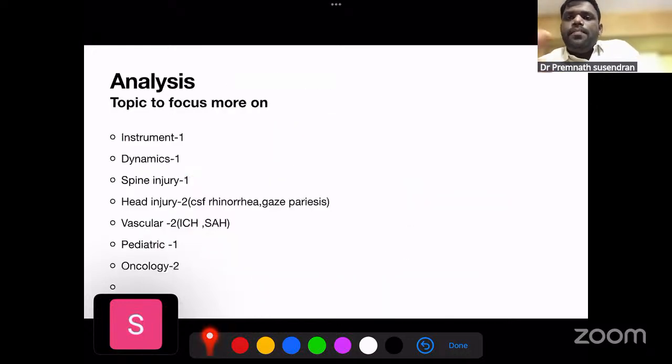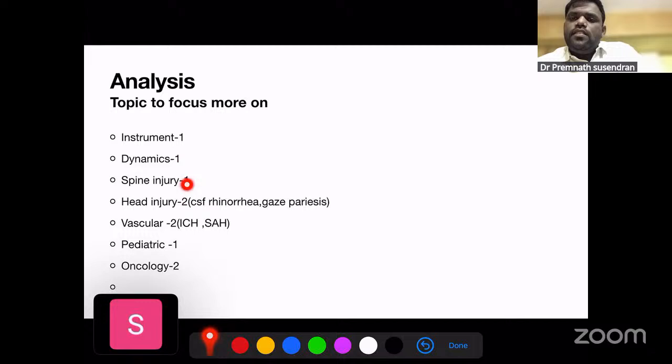So in analyzing the previous year topics, we have to focus more on instruments, basic instruments, and the intracranial dynamics. Okay, that is the ICP chapter. Okay, how to reduce ICP. So what are the various laws behind the ICPs, and what are the numericals? That is a very focused topic.